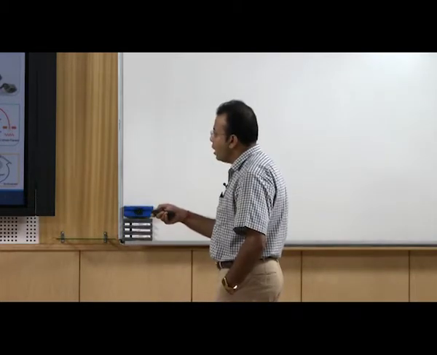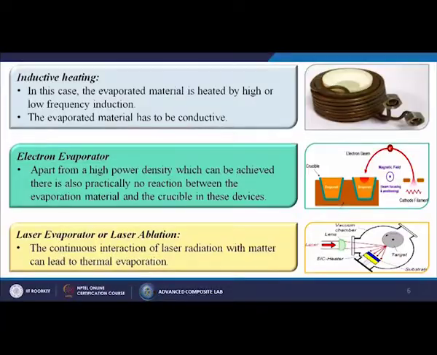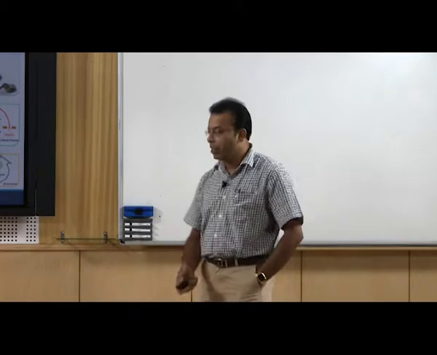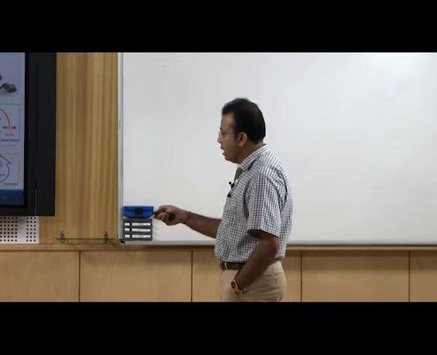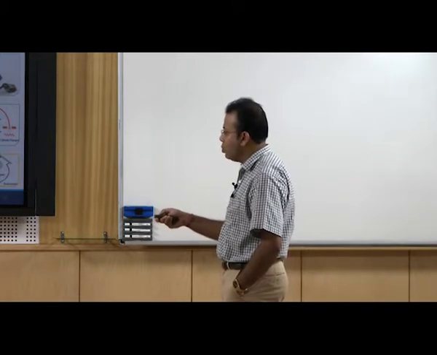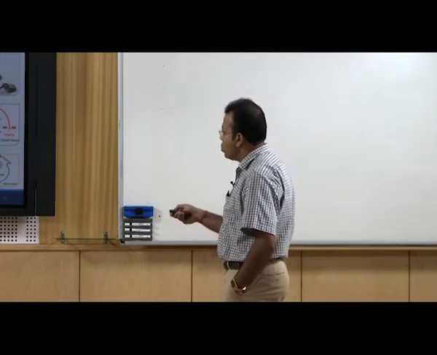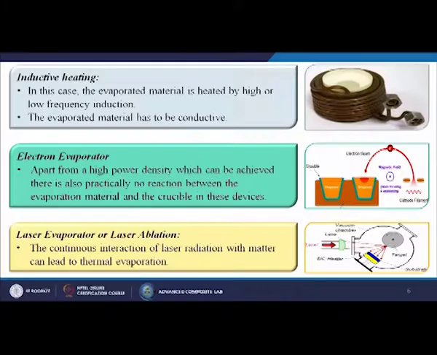And the last one is called the laser evaporator or laser ablation. From the name itself we can understand that here we are using laser energy to heat our source material. The continuous interaction of laser radiation with matter can lead to thermal evaporation. Here the laser directly hits the target, then some ions or molecules come from the target and deposit onto the substrate.